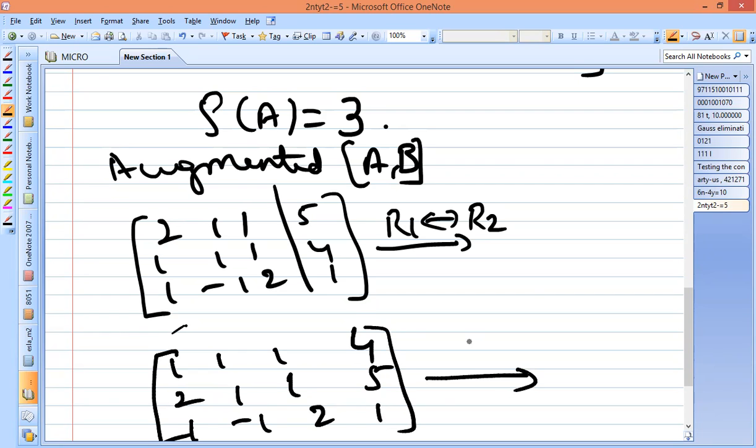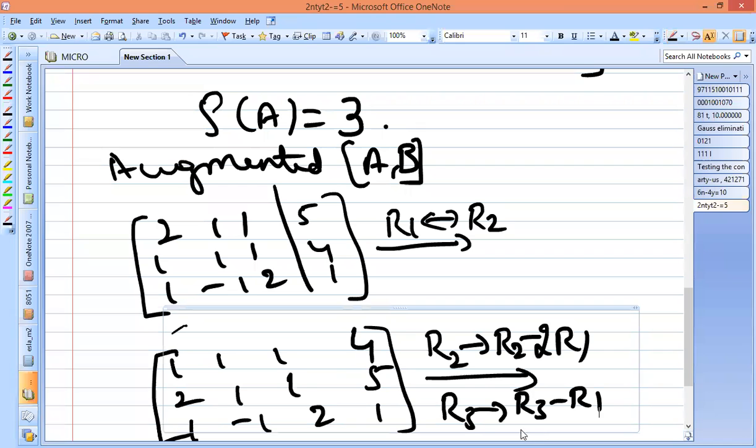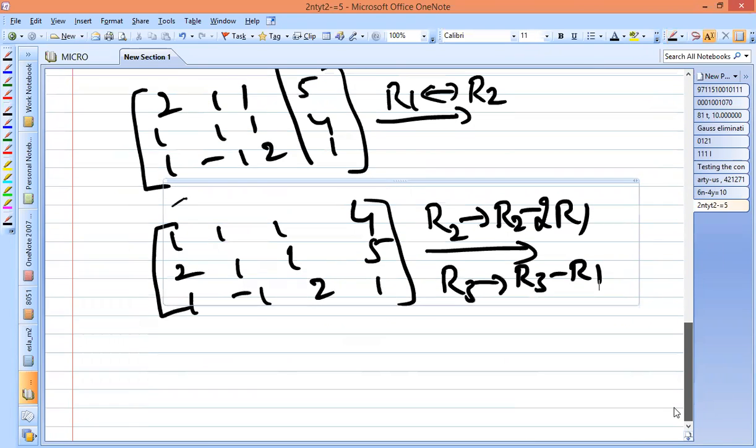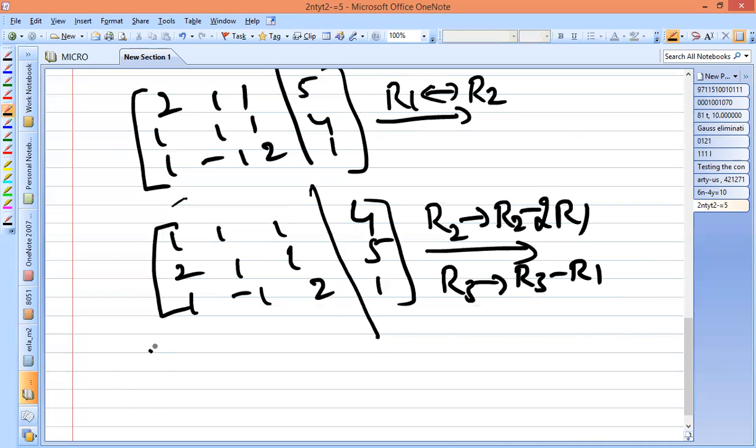On this, you can perform the same operations as we have performed earlier. R2 minus 2 R1 and R3 is performed with R3 minus R1. The same operation. We are not going to change the operations on the augmented matrix. So here it will be resulting in 1, 1, 1, 4. The second row elements will be 0, minus 1. Already we have solved this. Only you have to look into this one. 5 minus 10, it will be resulting in how much?